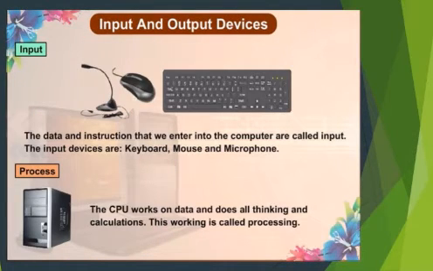Now next is, what is input. The data and instructions that we enter into the computer are called input. The input devices are keyboard, mouse and microphone. Now next is process. The CPU works on data and does all thinking and calculation. This working is called processing.